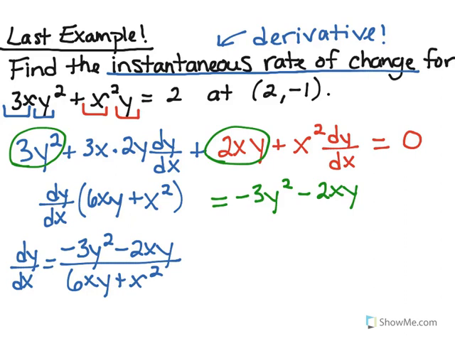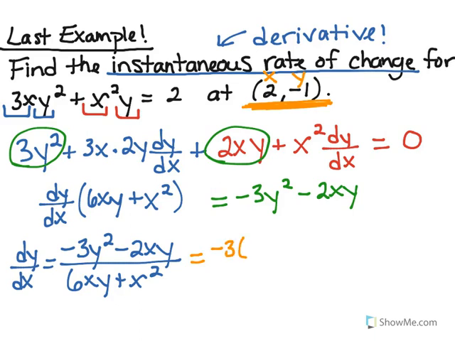Up top, all the terms have a y in them. On the bottom, all the terms have an x in them. They don't all have something in common, so I cannot reduce. The difference is, how do I deal with instantaneous rate of change at a point? Before, we always just plugged in an x value to get a numerical value for the slope. Now I have to plug in two numbers. X is 2, y is negative 1.